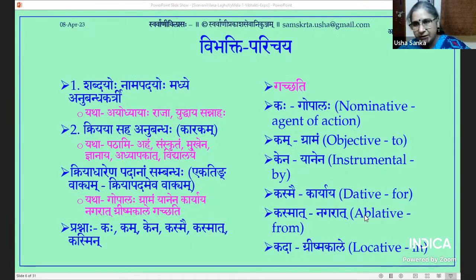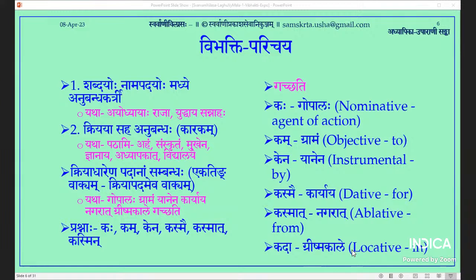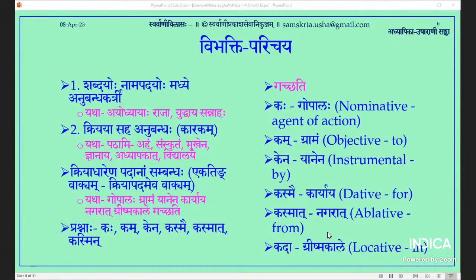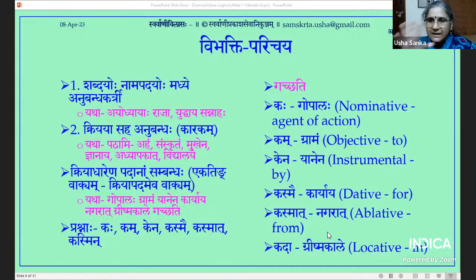Ablative means Panchamyartha, and that is how he discusses. All the Paniniya grammar people discuss the same way. And then Nagarat Panchamyartha, the ablative, and this is Grishma Kale, which is locative. So locative will include time and place. Both are included. There was Tirtha Kshetre in the first sentence. Here it is Grishma Kale. I just tried to show you another shade of the same usage along with English equivalents of them.